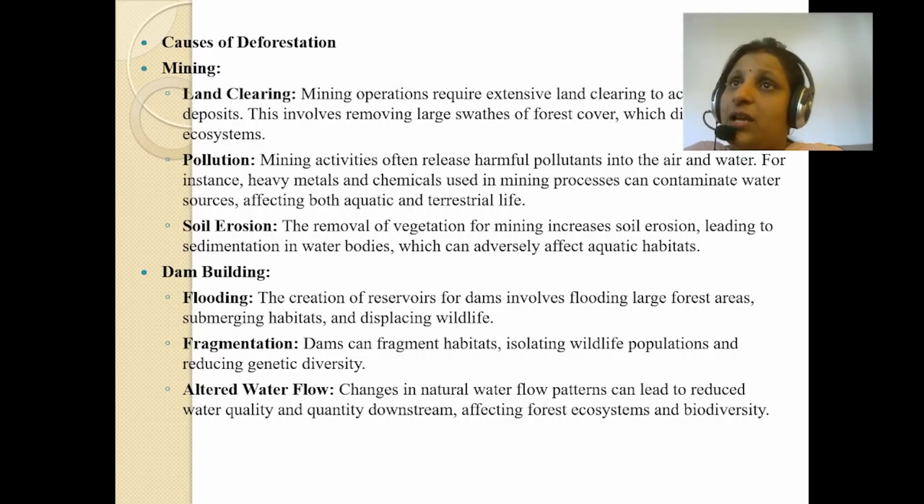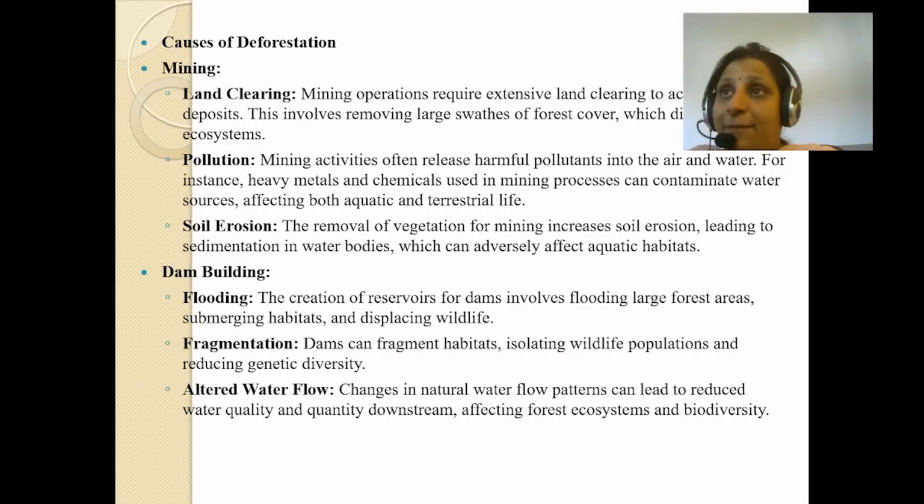Dam building. Creating reservoirs for dams involves flooding large forest areas, submerging habitats and displacing wildlife. What has happened? As dams are created for reserves of water, when the water gets released from these dams, it goes to the large forest areas, it submerges these habitats, and obviously wildlife get displaced. So it becomes a very great problem for the forest.